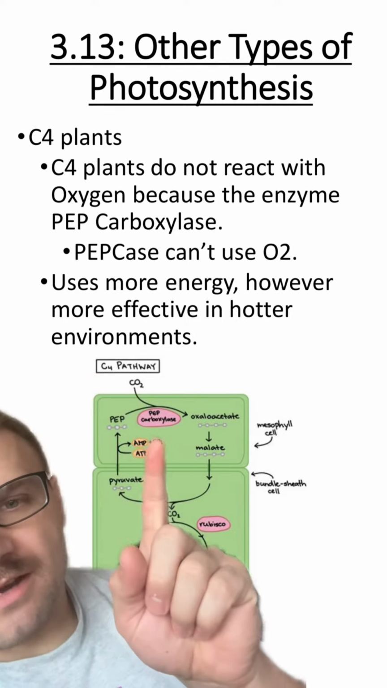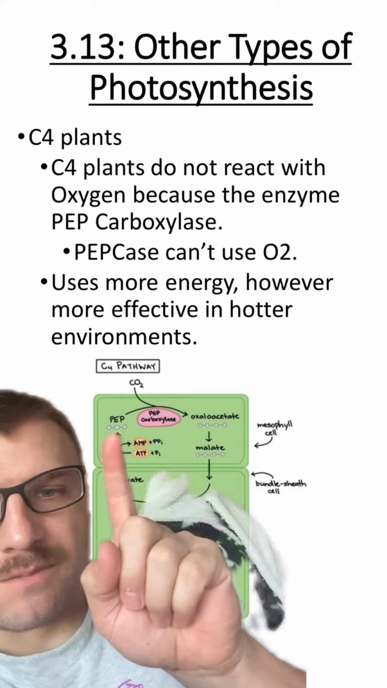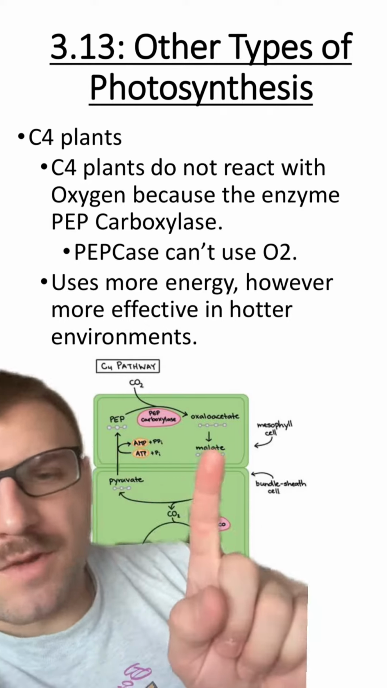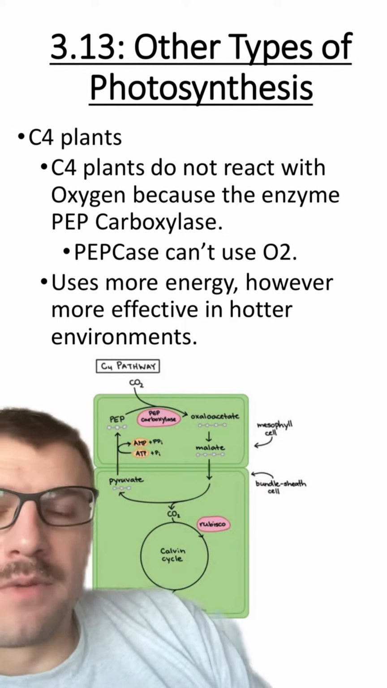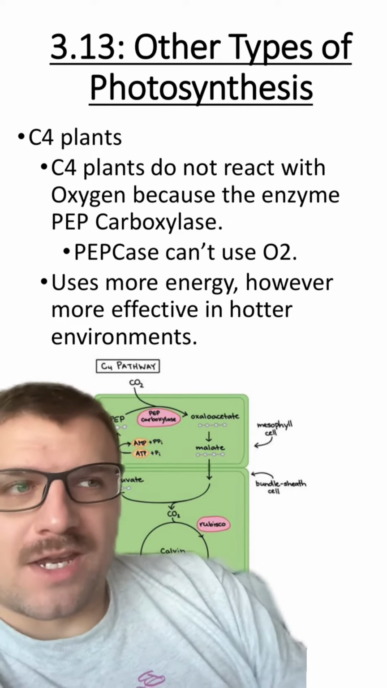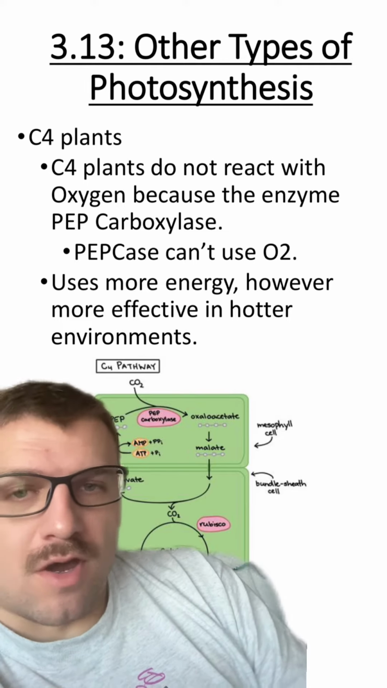So you can see in this diagram, PEP carboxylase is going to bind the carbon dioxide to something called PEP and form this 4-carbon molecule. These molecules are going to go through a cycle before they get to the Calvin cycle, but basically this protects the plant from going through photorespiration. More energy is used in these processes, but again, it's more efficient in these hotter environments.